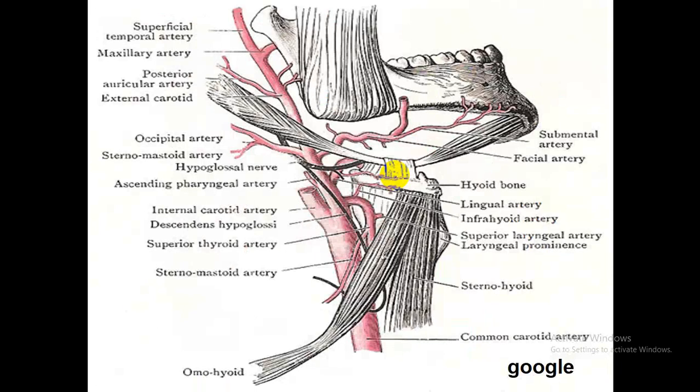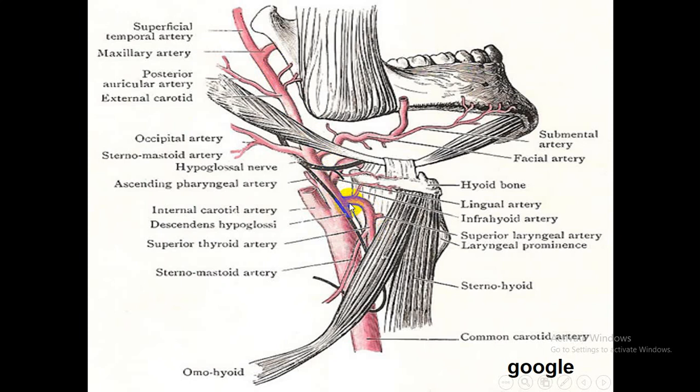Now, the branches of external carotid artery. The external carotid artery gives seven branches. Number one, superior thyroid artery. Number two, ascending pharyngeal artery. Number three, lingual artery. Number four, facial artery. Number five, occipital artery. Number six, posterior auricular artery. And number seven اللي هو terminal bifurcation to superficial temporal and maxillary artery. I will start with the superior thyroid artery.